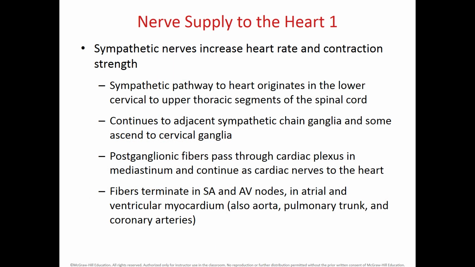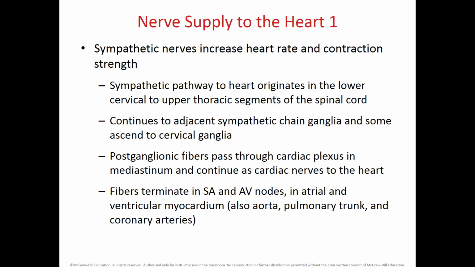Now the heart also receives innervation, or nerve supply, by the ANS, the autonomic nervous system. It will receive this supply by the sympathetic branch of the ANS, and this sympathetic branch is going to increase the heart rate and the contraction strength of the heart. So you increase contractility and heart rate.